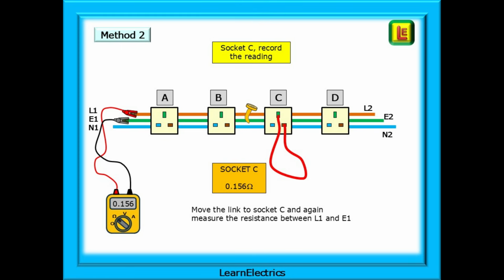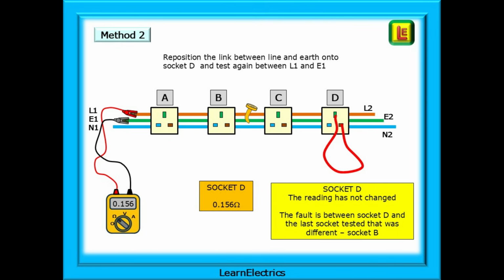Now move the link to socket C and again measure the resistance between L1 and E1 at the consumer unit. The reading is now 0.156 ohms, the same as the fault reading. It could be that we've now passed the fault, but let's do one more check. Reposition the link between line and earth onto socket D and test again between L1 and E1. The reading has not changed.